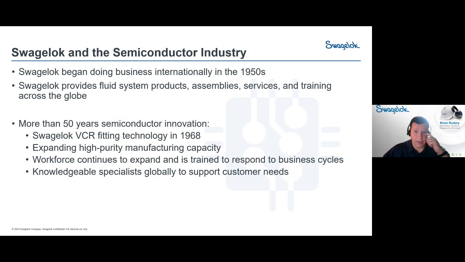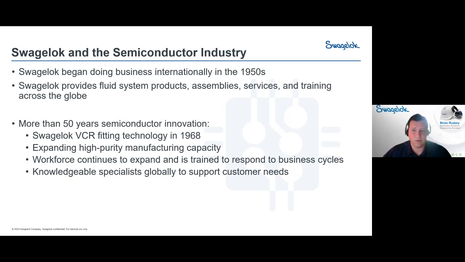It's also important to highlight SwageLock's role within the semiconductor market itself. SwageLock has been doing business internationally and on the global stage since the 1950s. And as a longtime leader of fluid system components and services, this also includes a host of semiconductor market innovations. SwageLock has products like our VCR fitting technology, which made its formal debut in the late 1960s, followed by more and different solutions that were intended to continue the pace of innovation within the semiconductor market.